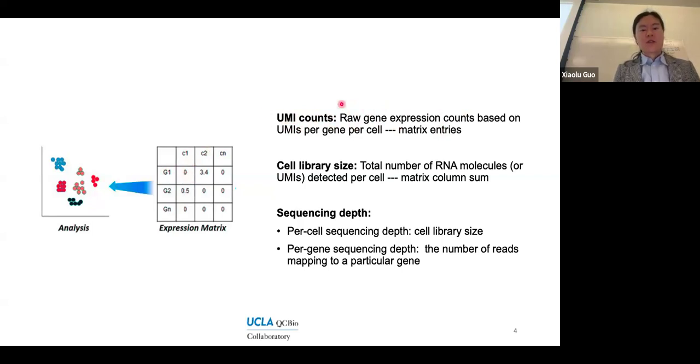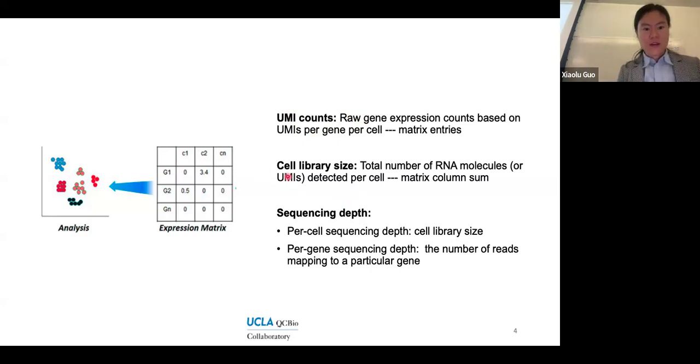So what does this mean biologically? The UMI count means the number of mRNA that was sequenced. Yes, great.